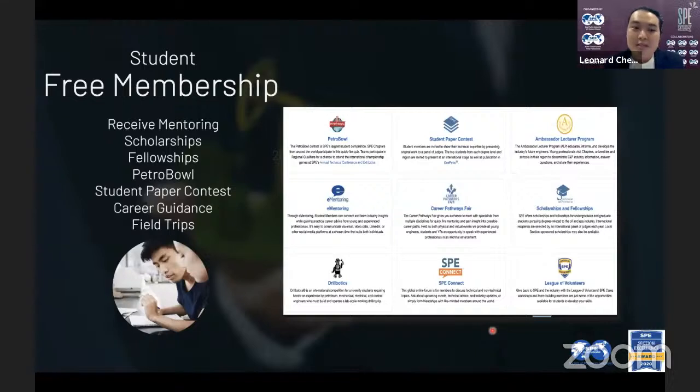So for students, I believe we all know, students receive a free membership as the membership fee is waived by Chevron. And what we benefit from, what we enjoy, is receiving mentoring, scholarship and fellowship opportunities, PetroBowl competition, student paper contest, and you can reach out for career guidance, and of course, even join virtual field trips.